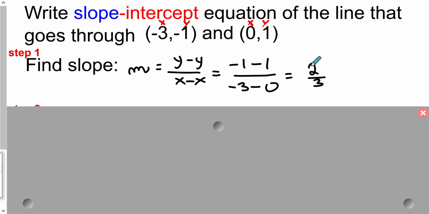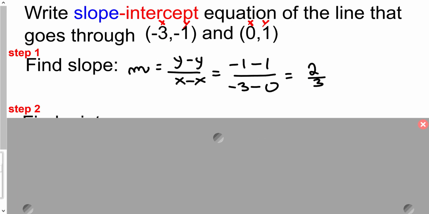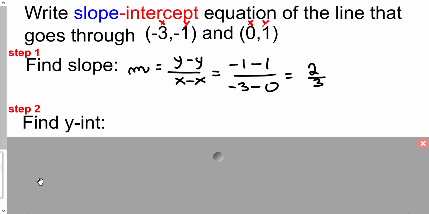Normally, I recommend that you use a fraction box on your calculator and let it do all of the hard work for you, and it will simplify this to +2/3. So that is our slope. That's step 1. Step 2 is we need to find the y-intercept.